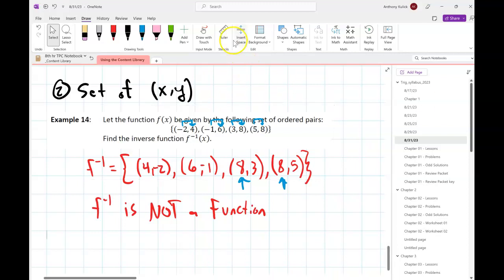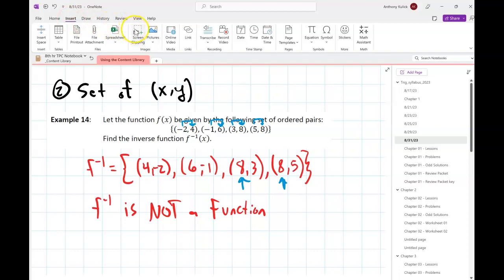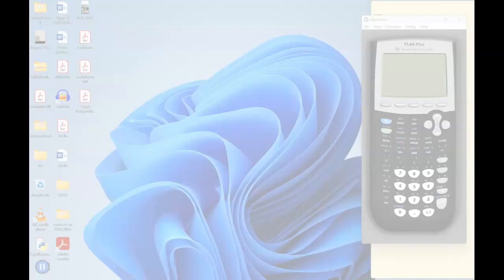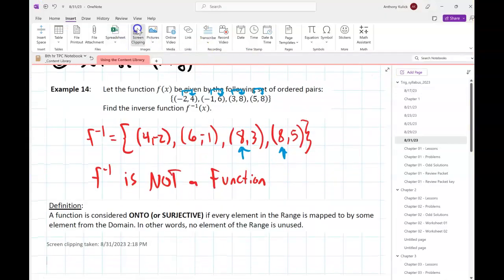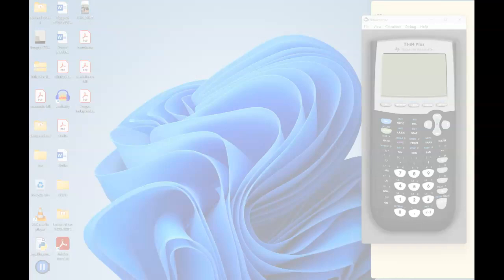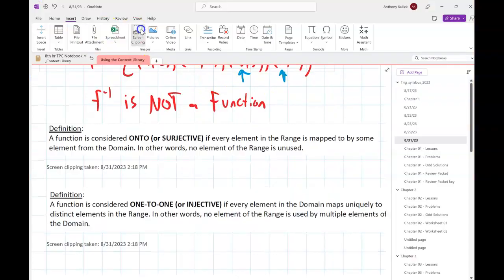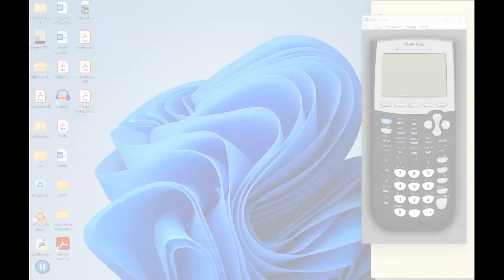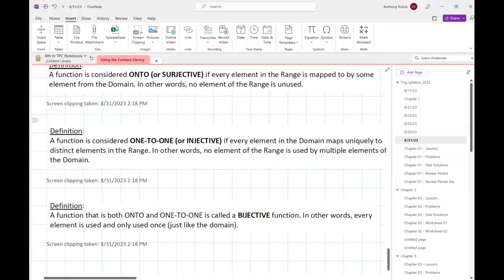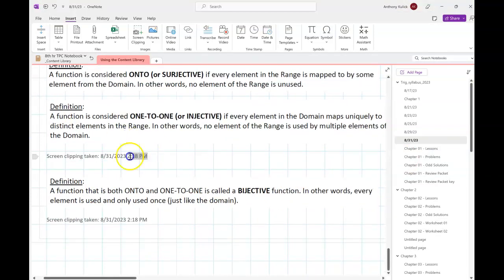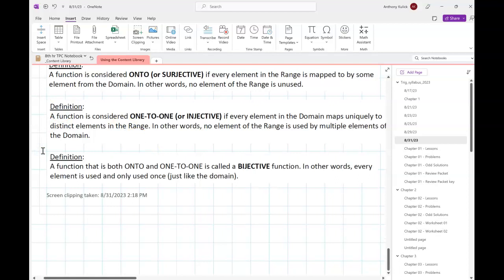So to do that, I have to define a few terms. I'm going to put up 3 new terms here real quick, and then we'll talk about what these things mean. And we'll go back and do some examples. So those 3 terms are onto or surjective, one-to-one or injective, and both at the same time, which we say is called bijective.